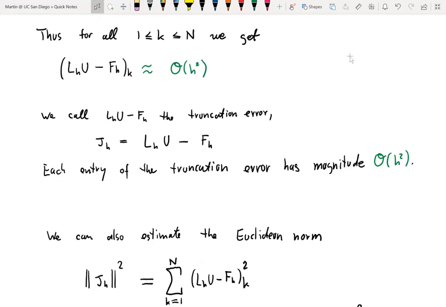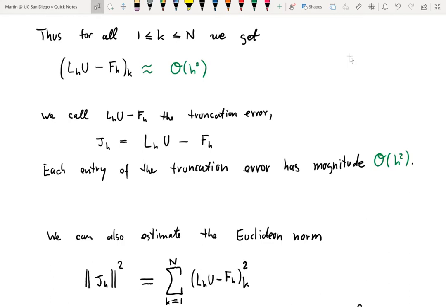So we get the following result already. For all indices k from 1 to n, we get that LHU minus FH in the k-th component is of order h squared. And as we've seen above, that term of order h squared can be bounded by h squared times the maximum of the fourth derivative over the entire interval.